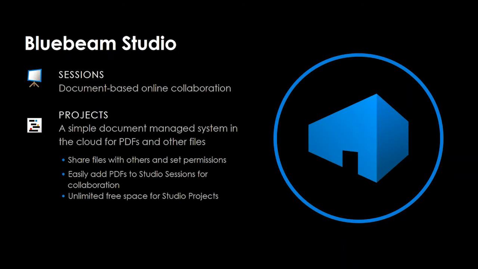Bluebeam Revu comes in a lot of different flavors, but all the flavors include what's called Bluebeam Studio, and it has two different features. One is basically real-time online collaboration with up to 500 additional partners who don't actually have to own the studio product. They can use a free product called View. And then there is basically a simple online file management software called Projects, where you can upload your entire project, not just PDF files, which you use in sessions, but all of your documents, and those are stored on Amazon web servers. So with that, let's get started.